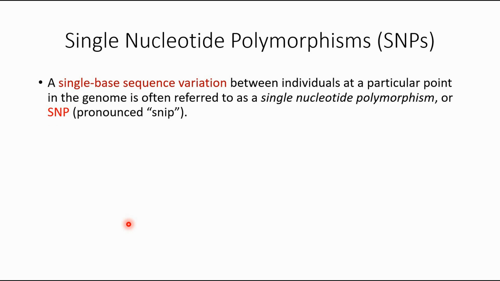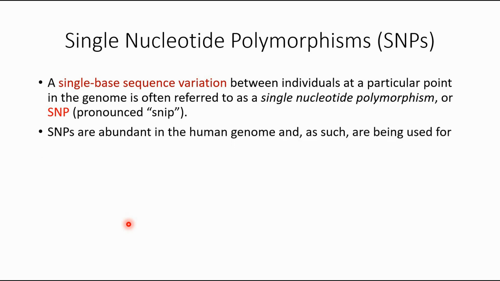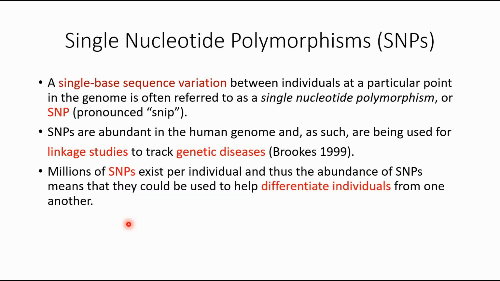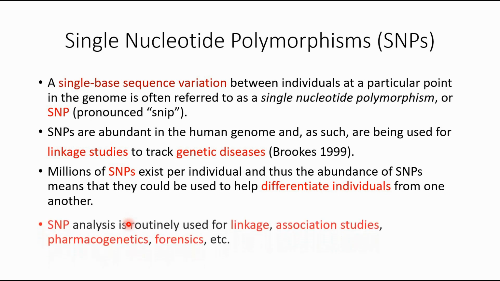A single base sequence variation between individuals at a particular point in the genome is often referred to as single nucleotide polymorphism or SNP, and this is pronounced as SNP. SNPs are abundant in the human genome and as such are being used for linkage studies to track genetic diseases. Millions of SNPs exist per individual, and thus the abundance of SNPs means that they could be used to help differentiate individuals from one another.